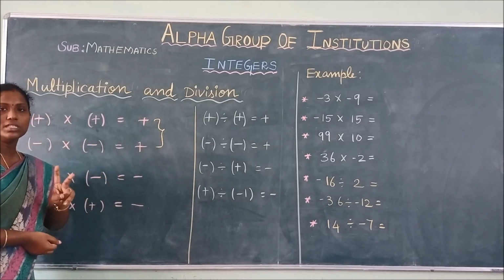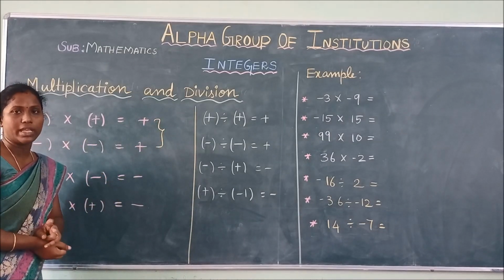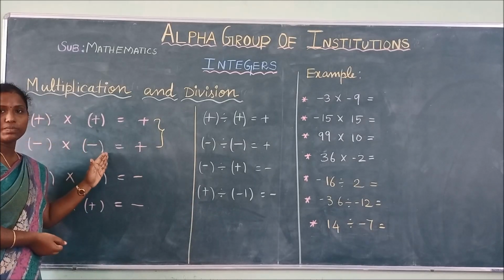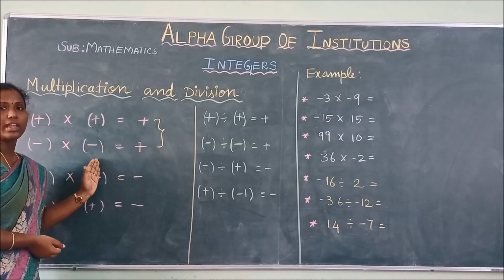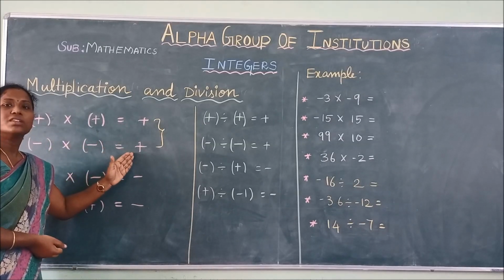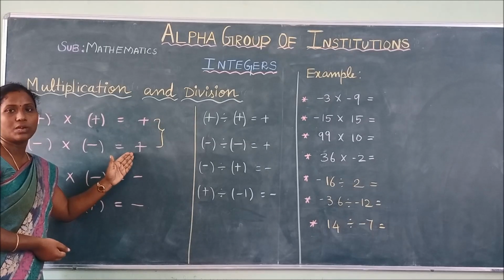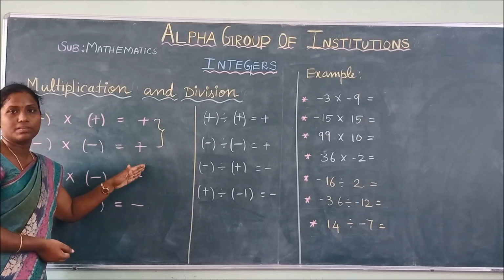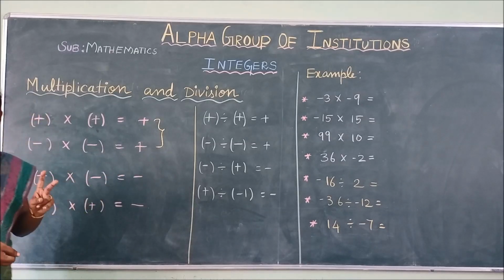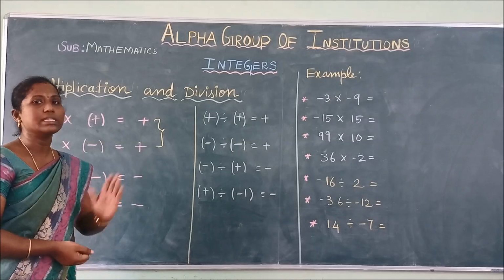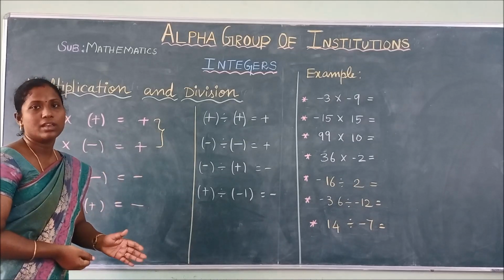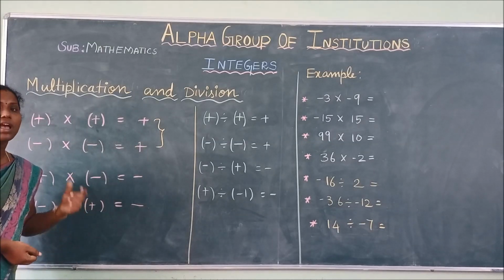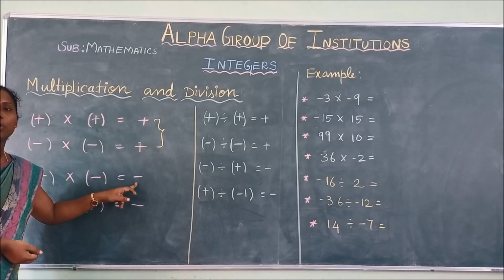If you are multiplying any two integers and both have the same sign, maybe plus or minus, the answer you have to put is the plus sign. You have to multiply and put the positive sign. If you are multiplying two numbers with different signs, maybe it is plus, minus or minus, plus, you have to multiply the numbers and give the answer in the form of negative.